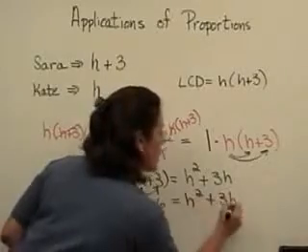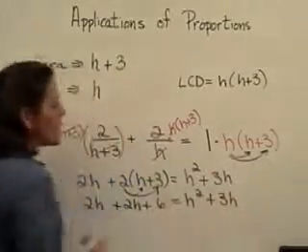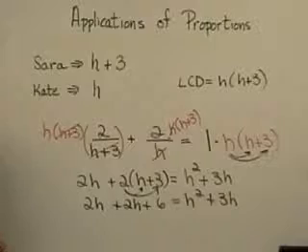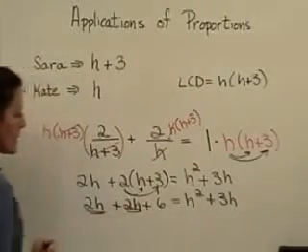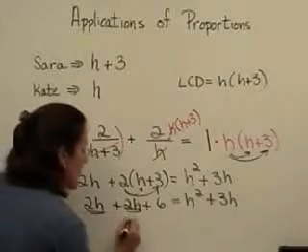And I believe that I'm going to move everything to the right-hand side because I like having my coefficient of my h squared term to be positive. So before I do that, however, I'm going to add these like terms. They add to be 4h.